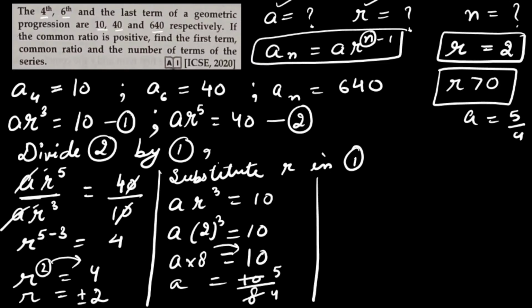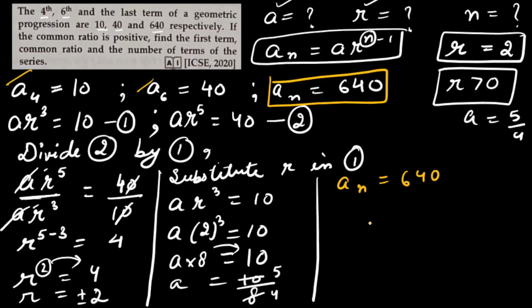Now we have to find the value of n. So now we will make use of the formula for a_n, because three things were given to us. The first two we have already utilized. Now a_n's formula we have to utilize. So a_n is given to us, a_n is equal to 640. a_n's formula we know: it is a into r to the power n minus 1. So a into r to the power n minus 1 is equal to 640.